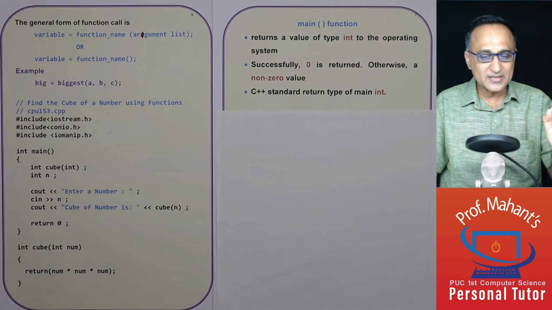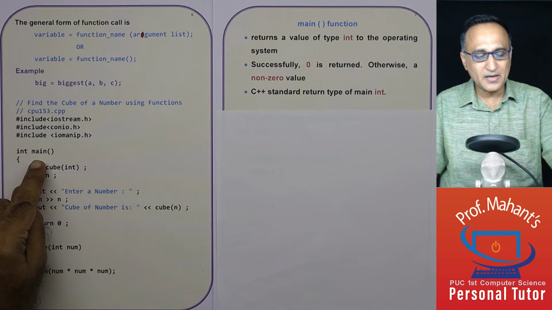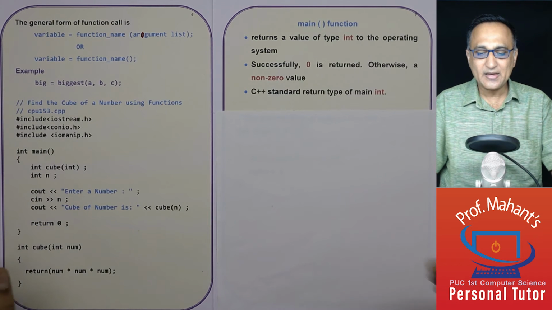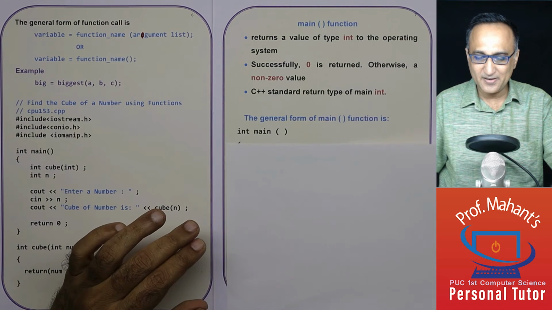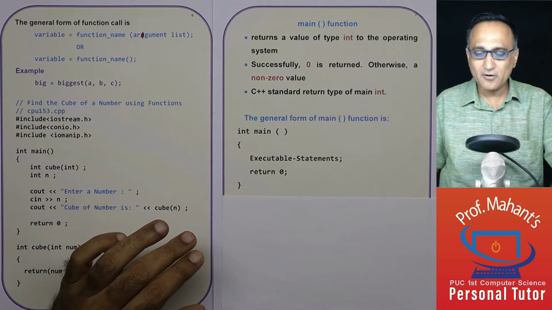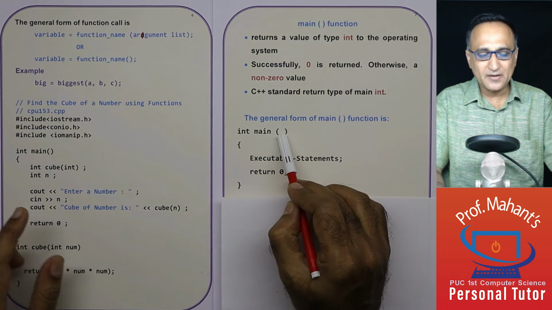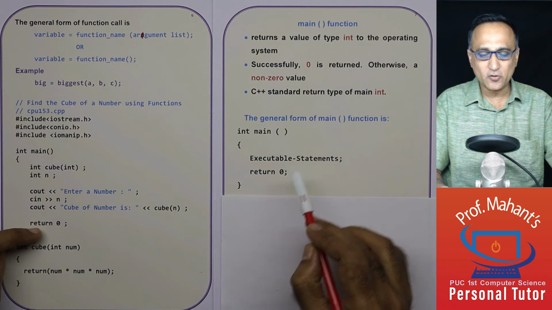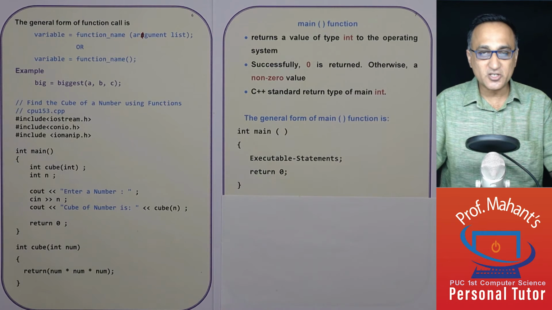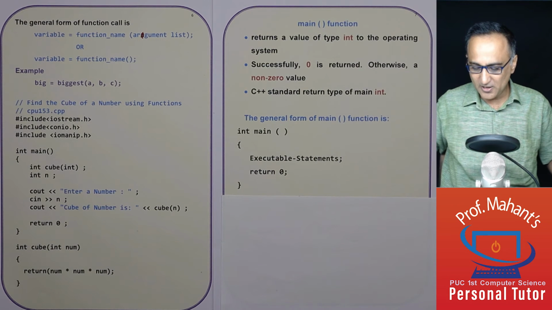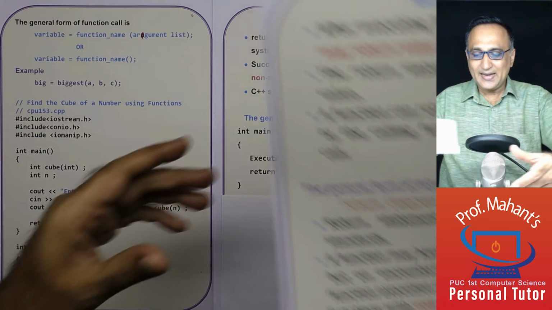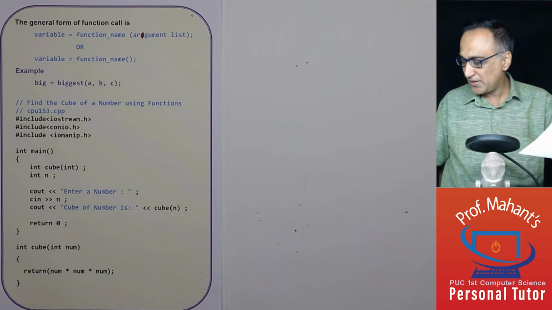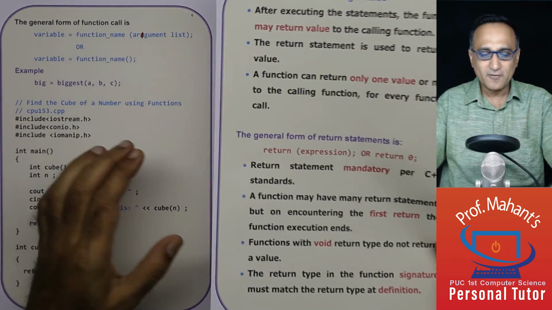In C++, the standard return type for main happens to be int. Do not write void main. It is incorrect as per the C++ standard. Now the general format of the main function is int main, then all the executable statements, followed by a return 0. So this is the general structure, general syntax of the main function. Now let us look at other things in this particular cube program to take us further in our understanding of functions.